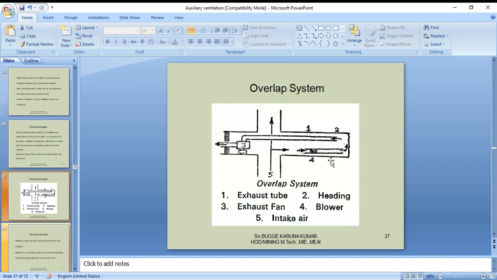This is the overlapping system, so that the condition is avoided. A similar sketch, but with an addition: a forcing fan is utilized. In an earlier class, only this was there. So one is the exhaust tube, two is the heading, third is the exhaust fan, fourth is the blower, and five is the intake. So this is the overlapping exhaust main, the overlapping forcing system.